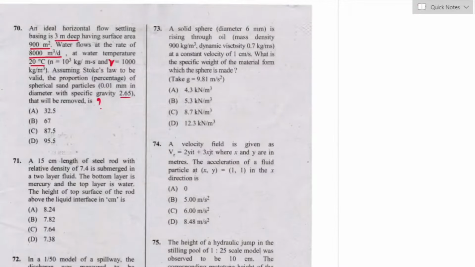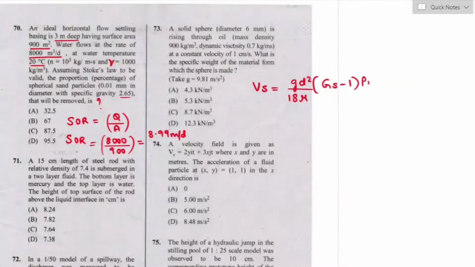We know that surface overflow rate is given by discharge by area of the settling tank. So discharge is given as 8000 meter cube per day. So 8000 divided by 900 is the surface area. So surface overflow rate will be 8.99 meter per day. Now settling velocity is given by the Stokes formula, g d square divided by 18 mu into Gs minus 1 into unit weight of water.